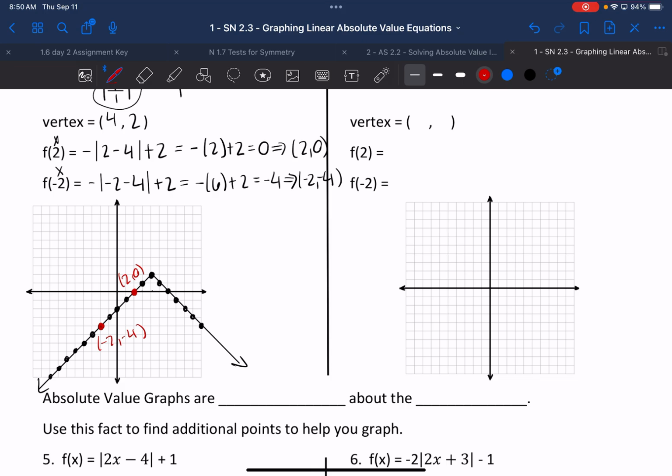All right, and where would you guys say that the axis of symmetry is for this one? Where is it? Yeah, good. All right, you guys try number 4, and then we'll share what we come up with.